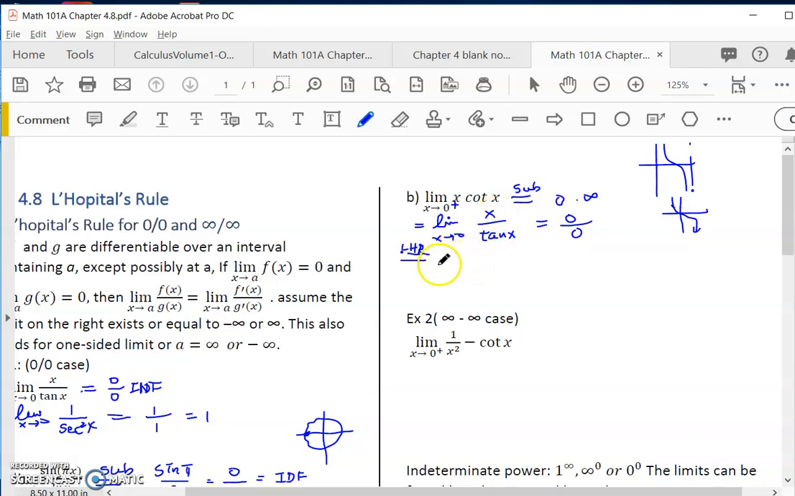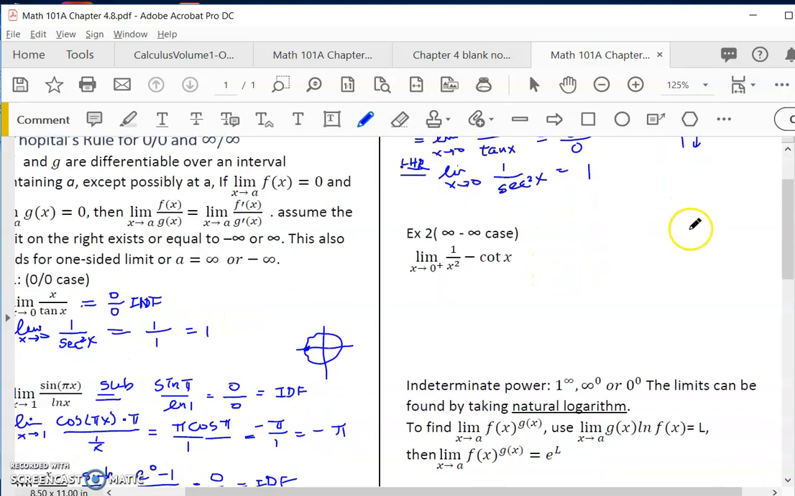So do the derivative of x. Limit as x approaches 0 of 1, and then the derivative of tangent is secant squared. Now I can do direct substitution, and it is 1. Okay, 1 over secant squared of 0 is 1. Secant is 1 over cosine.